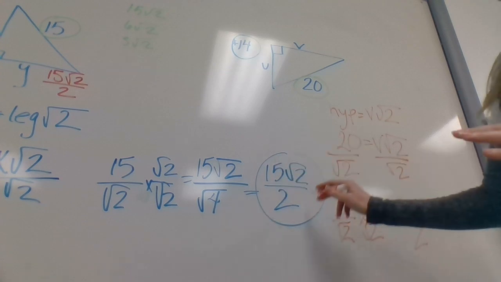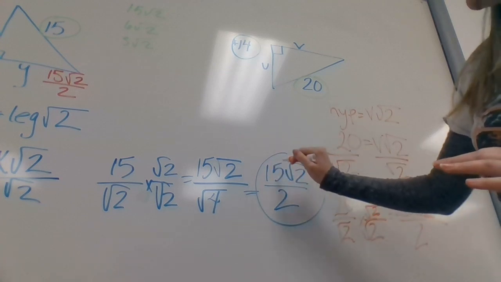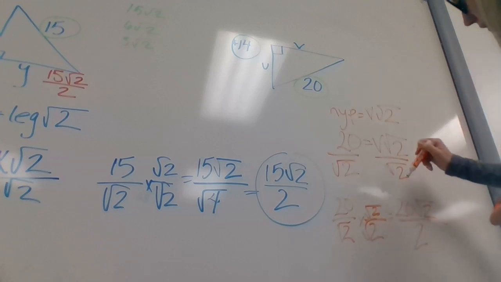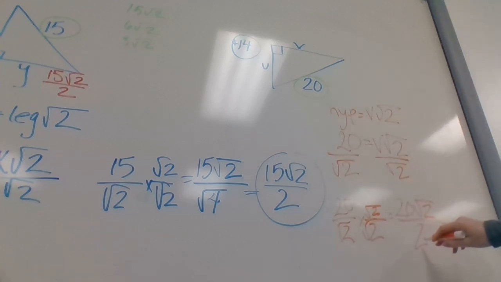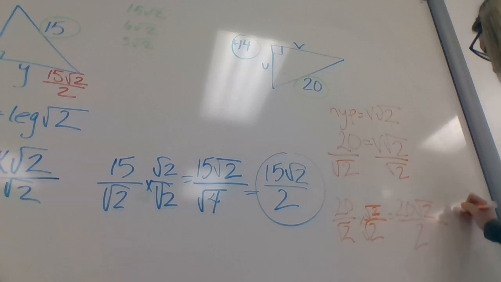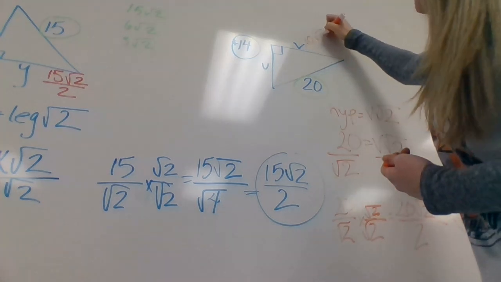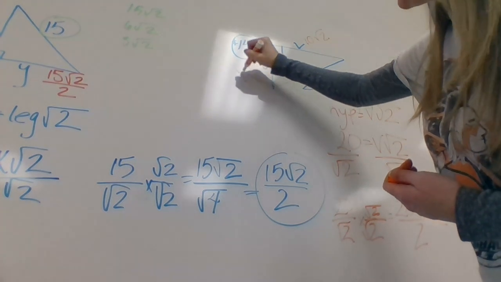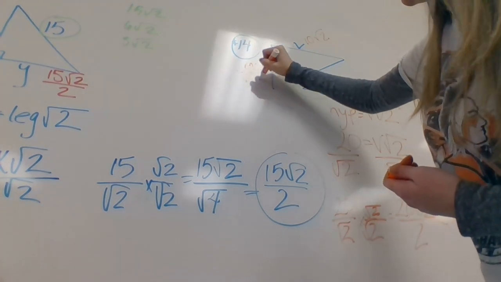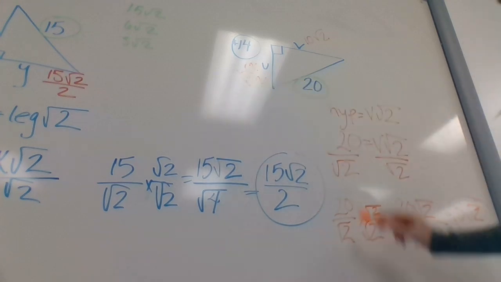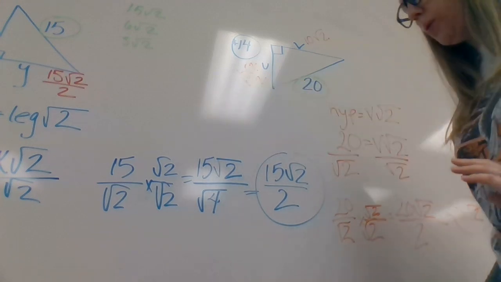Now in this case, I was able to stop here for number 13 because I had 15 divided by 2. I can't really simplify that anymore. But in this case, I have a 20 divided by 2, and I can simplify that to 10. 20 divided by 2 gives me 10 root 2. So that means v, or one of my legs, is 10 root 2. And then I also know that this one is 10 root 2. So use these problems to help you with the rest of them where the hypotenuse is a whole number.